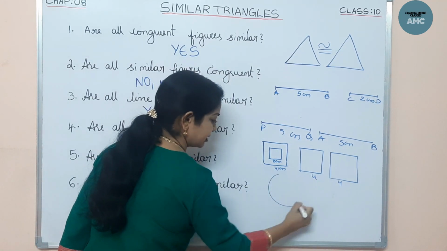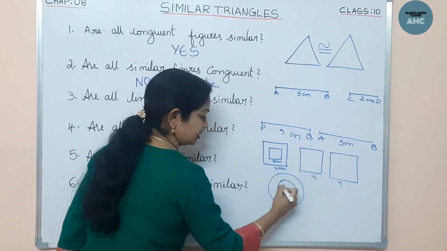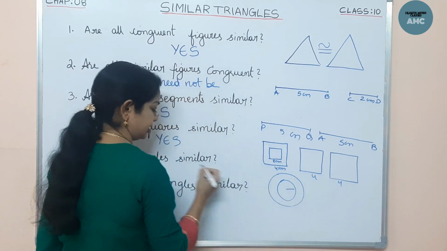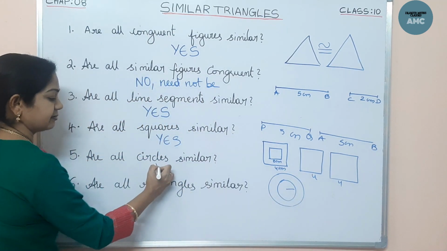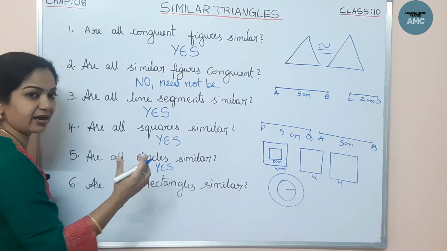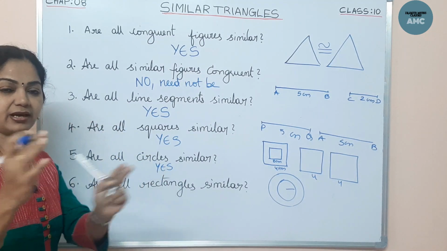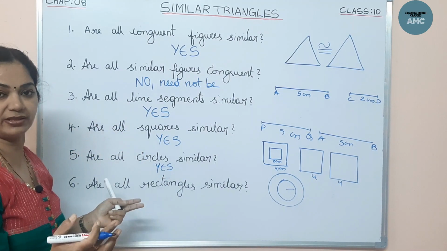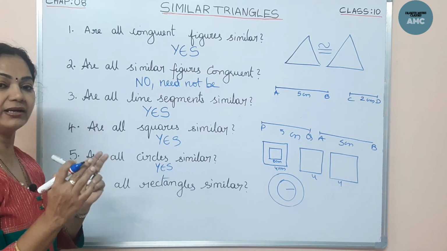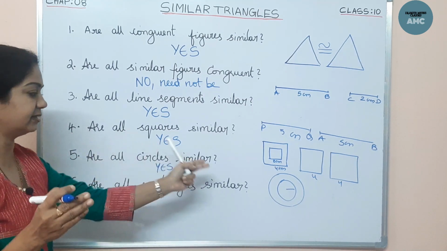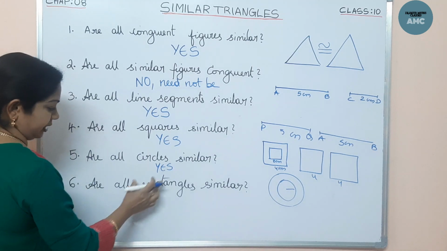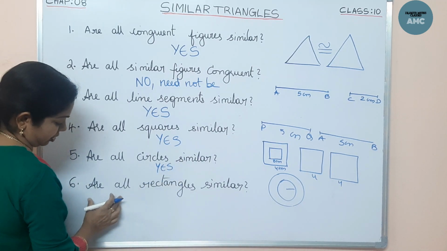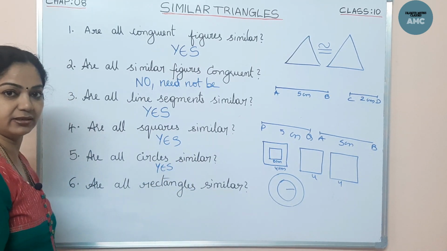Now, are all circles similar? Same as this case. Circles having different radii, concentric. So, they are similar. They have the same shape. All are circles. They are not ellipses or some other figures. All are circles but have different sizes depending on the radii. So, they are similar.